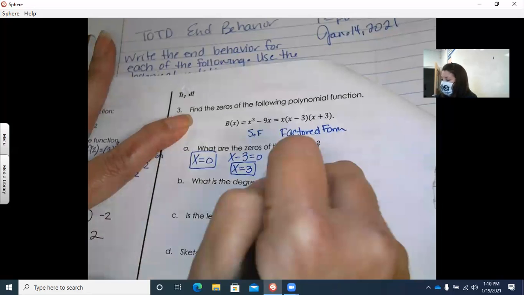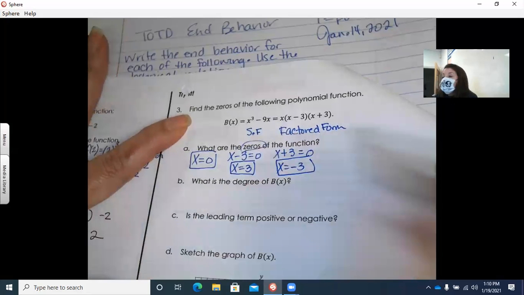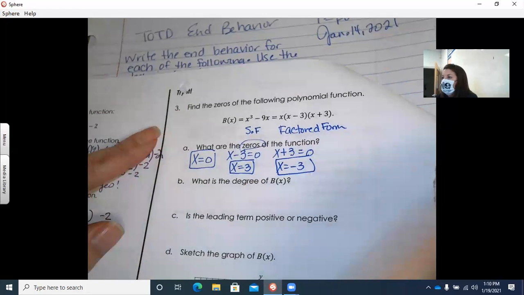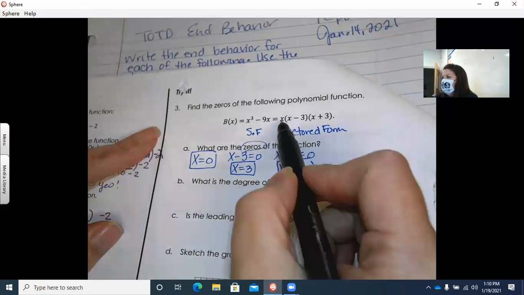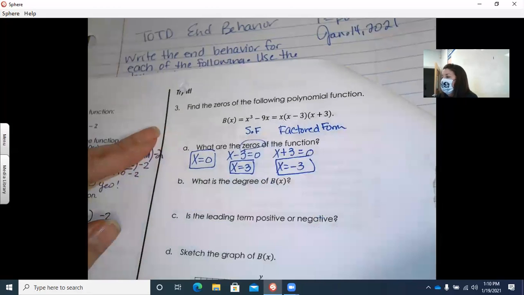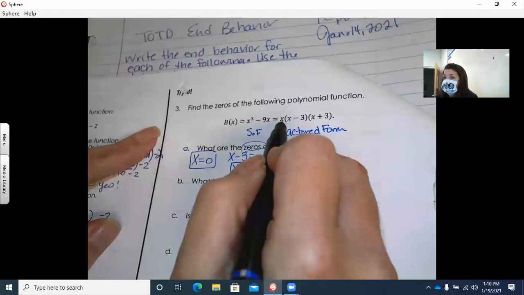Those are my zeros. If your GCF was a number, so like say in front of that first parentheses was the number 3, okay? If you set 3 equal to 0, does 3 equal 0? No. So 3 would be a factor, but it won't give you a root. But if that number or term is a variable, that's going to give you a root, all right?